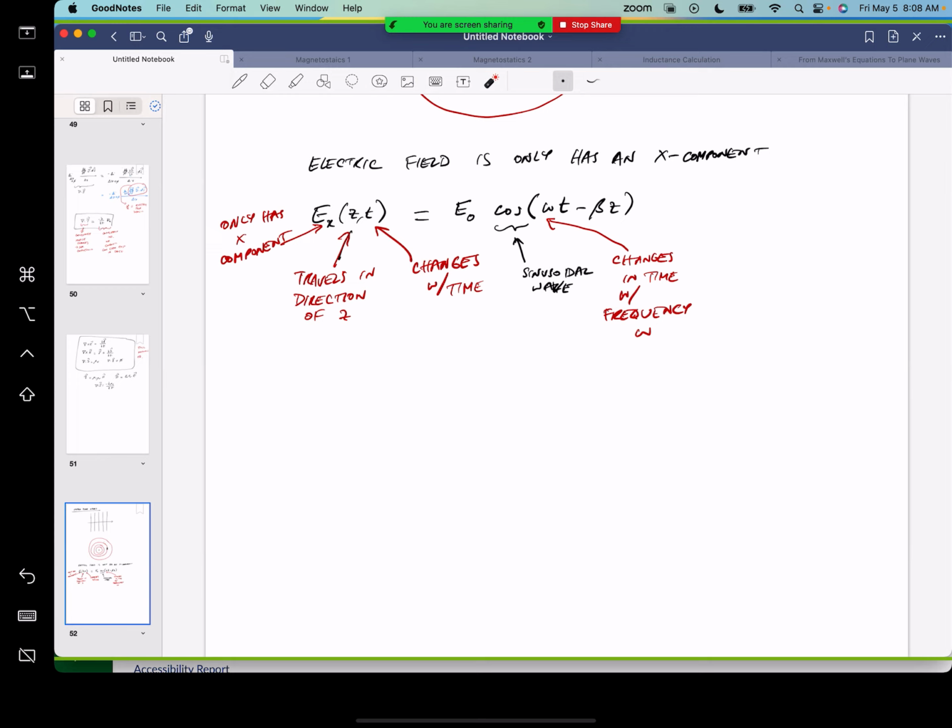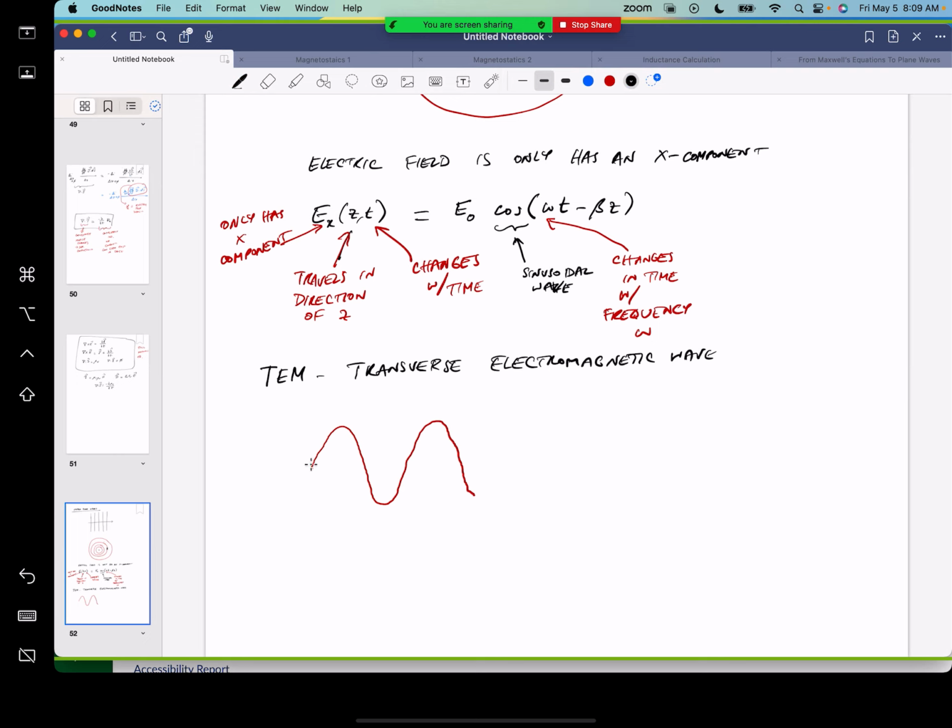And again, you can think of a transverse electromagnetic wave. The way these things travel is, I'm going to try to draw it, probably really badly. You're going to have an electric component.